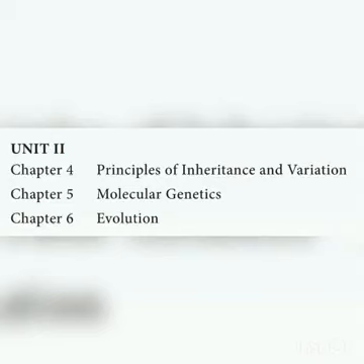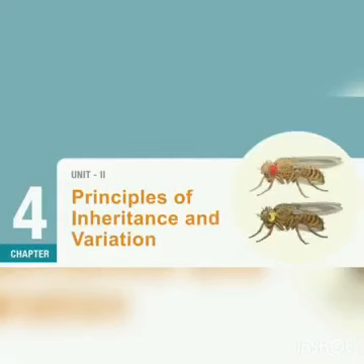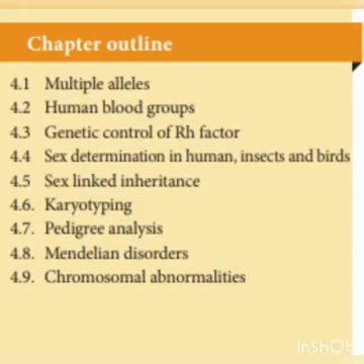Today, we will start the second unit, which has three chapters: Principles of Inheritance and Variation, Molecular Genetics and Evolution. Principles of Inheritance and Variation explains multiple alleles, human blood groups, genetic control of RH factor, sex determination, sex-linked inheritance, karyotyping, pedigree analysis, Mendelian disorders, chromosomal abnormalities, etc. Today, we will discuss the first four topics.